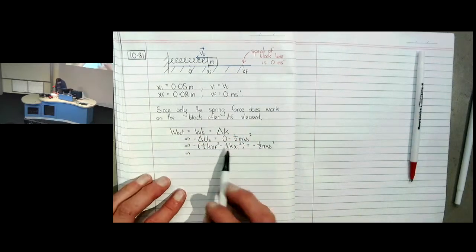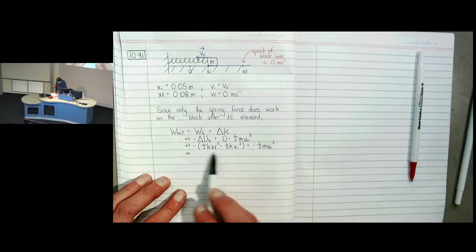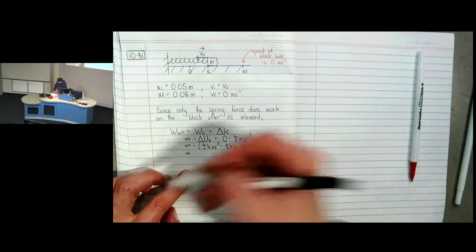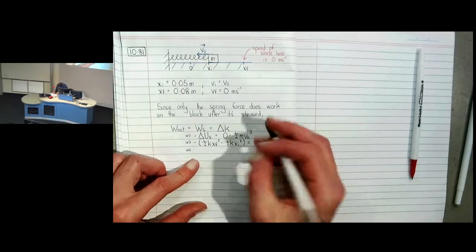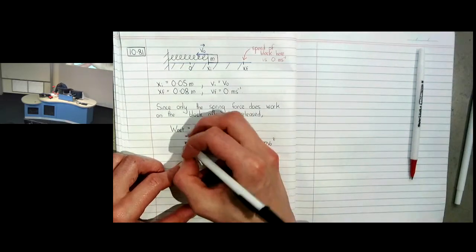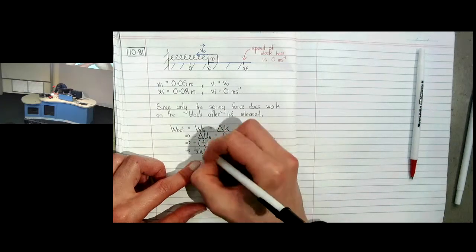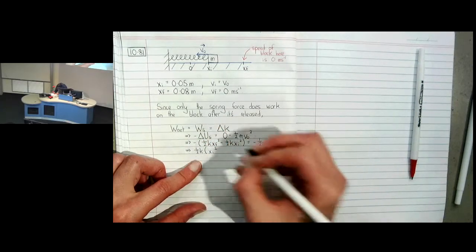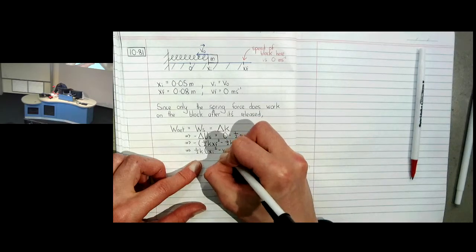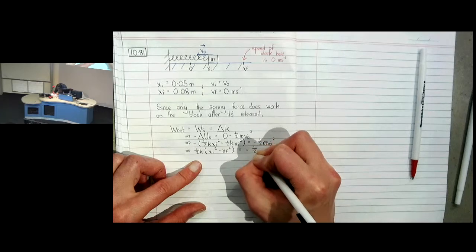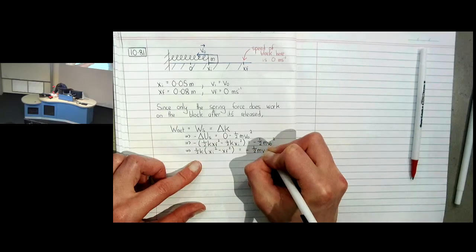Now here I see that both of these terms have a common factor of a half k, so we can just factor this out and pull it outside the brackets. And we can also cancel out these minus signs, so let's tidy this up a little bit. So this is going to be x_i squared minus x_f squared is equal to minus a half m V_0 squared.